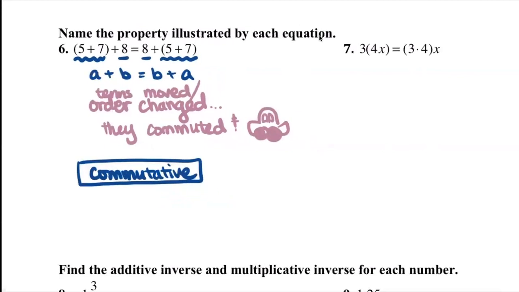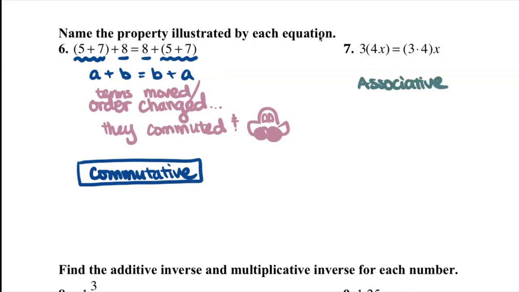But if you look at number 7, we have 3 times 4x, and this one is 3 times 4 times x. So if you notice, the terms actually didn't move. 3, 4x, 3, 4x. Nothing moved. So this is not commutative. The only difference is that the parentheses went around 3 and 4 instead. So you would do 3 and 4 first. So this is associative.